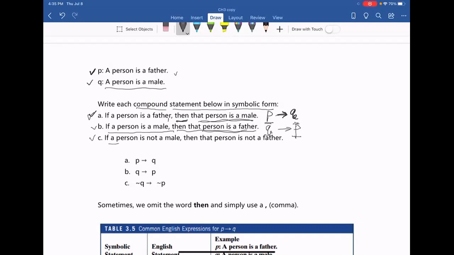Next one, if a person is not a male, that is not Q, then that person is not a father, not P. This means if not Q, then not P.